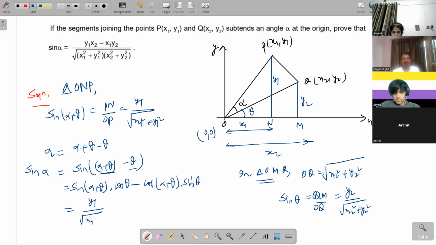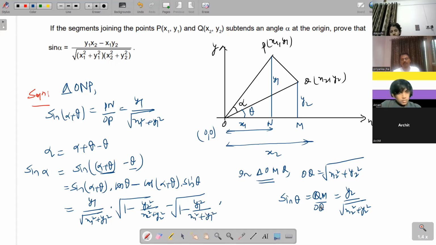So this thing is y1 upon the square root of x1 square plus y1 square. Cos theta is how much? Sine theta you have. So how do you find cos theta? That is the square root of 1 minus sine square theta. That is y2 square upon this, minus cos alpha plus theta. You do not have this. You have sine alpha plus theta. So how do you find cos alpha plus theta? Square root of 1 minus sine square, and that is given as the square of this. So the square root will be gone. X1 square plus y1 square, into sine theta, which is given here: y2 upon the square root of x2 square plus y2 square.